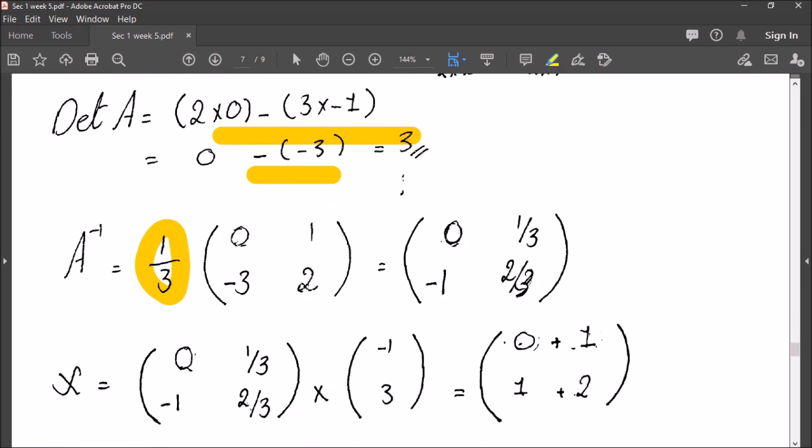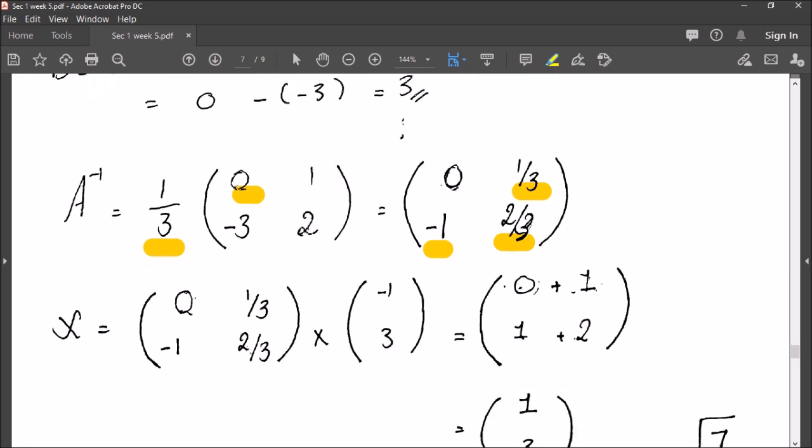That's what we did, and then we multiply our number, our 1 over determinant, times the matrix. A third times 0 equals 0. A third times 1 equals a third. A third times negative 3 is negative 1, and a third times 2 is 2 over 3. So our inverse matrix is 0, a third, negative 1, and 2 over 3.